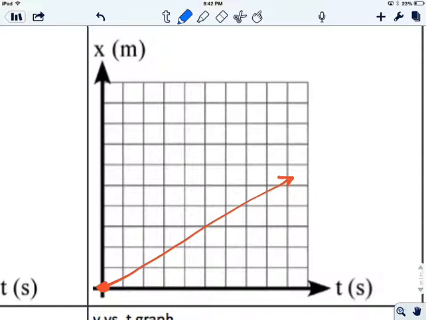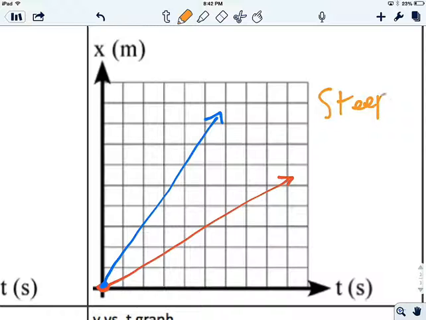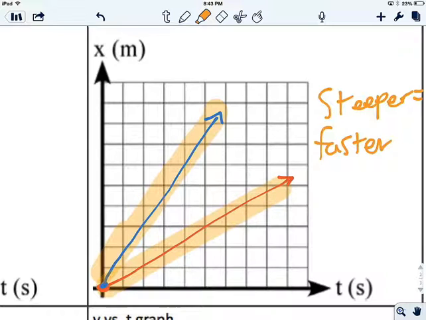Now, when I start Jeff, Jeff has to go faster. So remember, number one rule, steeper equals faster. So right now we see Jeff's line is steeper than Bob's, so that means Jeff is going faster.